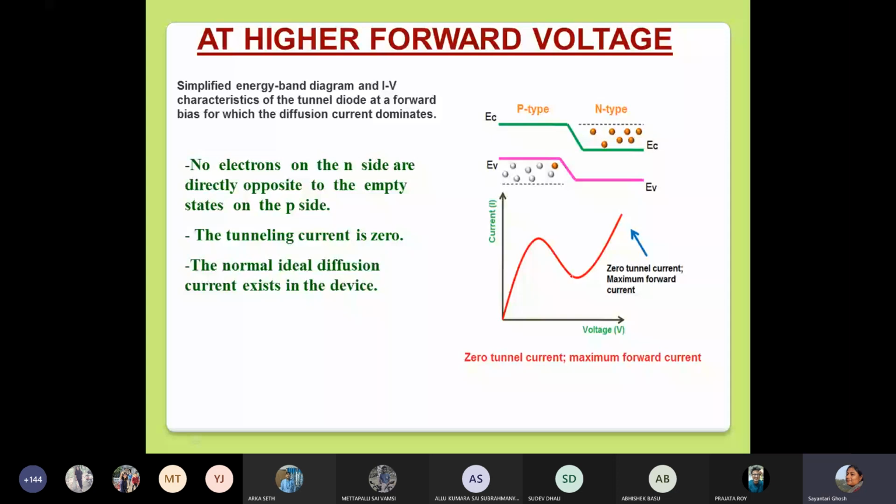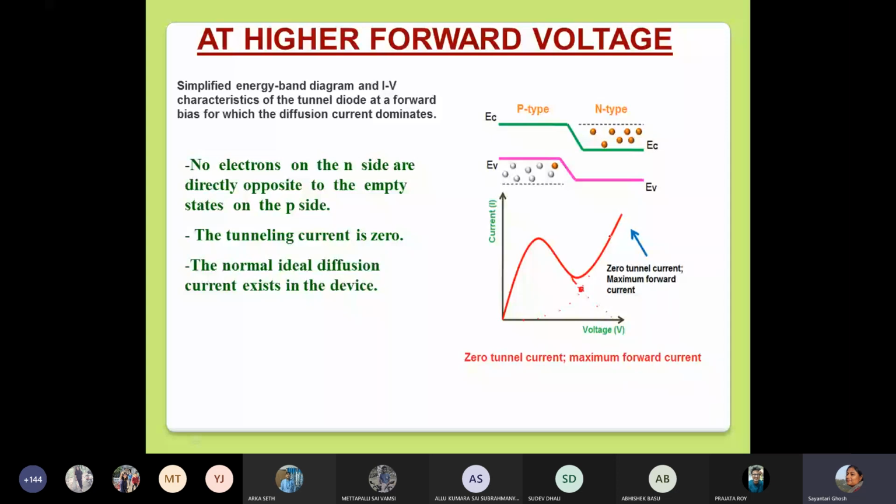Tunnel current is decreasing. But already the cut-in voltage has been crossed, and the original current for normal PN junctions has already started increasing at a certain point during this time. So at a certain point, the current also started increasing due to the normal forward current. These two things meet at a certain point, and tunnel current falls down to zero, but the normal forward current starts flowing and the current increases once again.